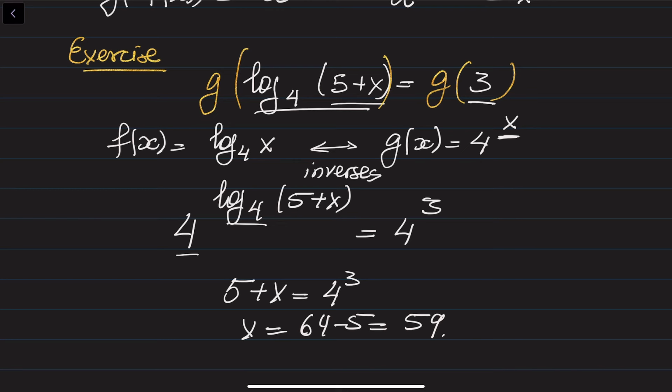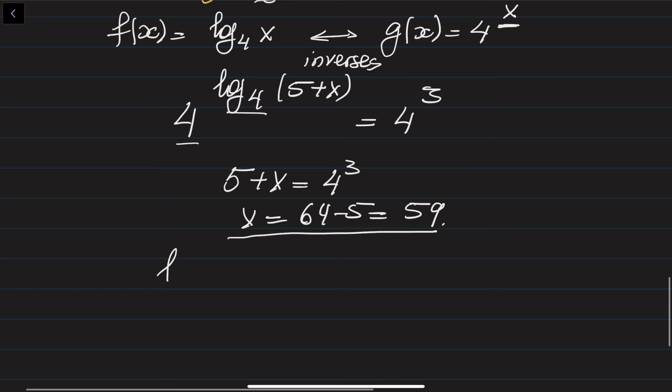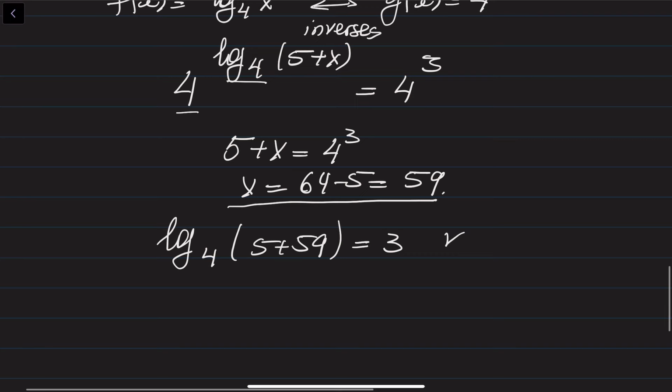So this is how we are going to solve equations which involve exponential functions and logarithmic functions. And one more thing, which is really important: whenever you find a solution, it is always necessary to check your answer by plugging x into the equation. So let's do this. The logarithm base 4 of 5 plus 59 is equal to 3. Is that true? Yes, we know that this is true because the logarithm base 4 of 64 is equal to 3.